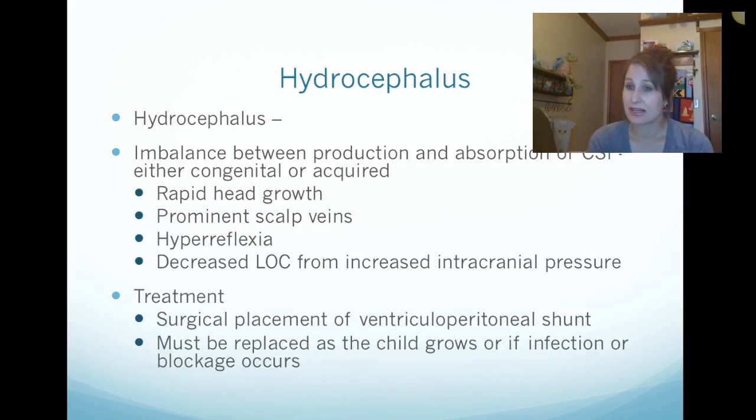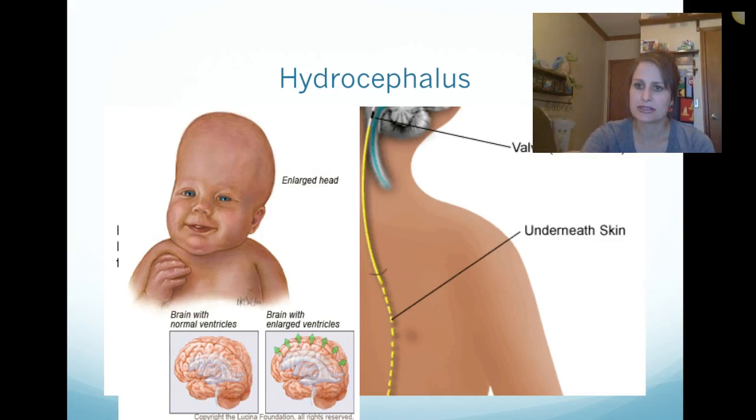With hydrocephalus, I'm not going to get into this because we've already talked about it in chapter 21. But it is that imbalance between the production and absorption of cerebrospinal fluid. So you remember shunting. A shunt is what allows that cerebrospinal fluid to go on down. It usually is going to be in the stomach. They allow a little bit of extra space for growth as that child grows.